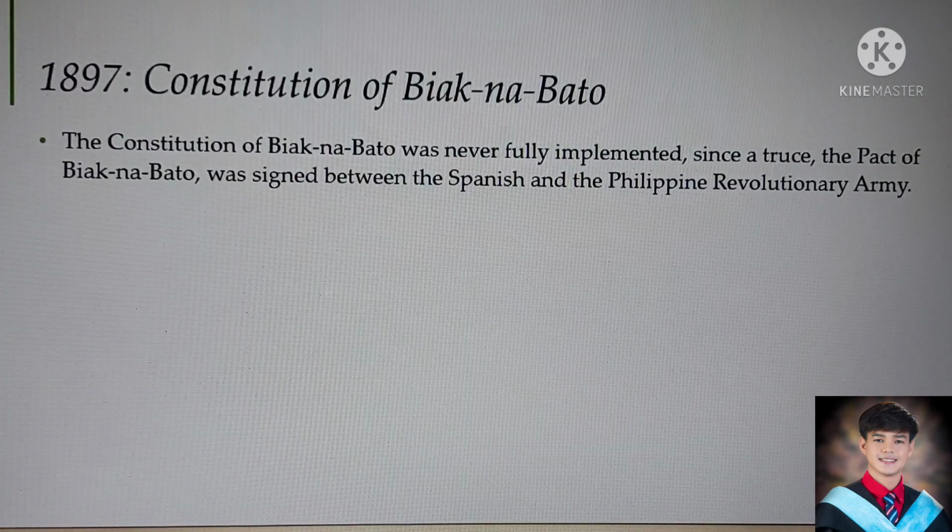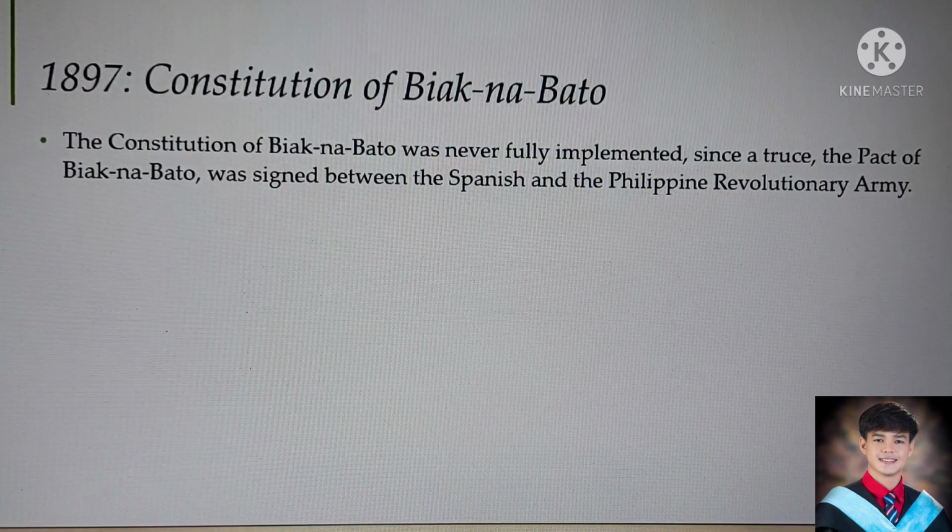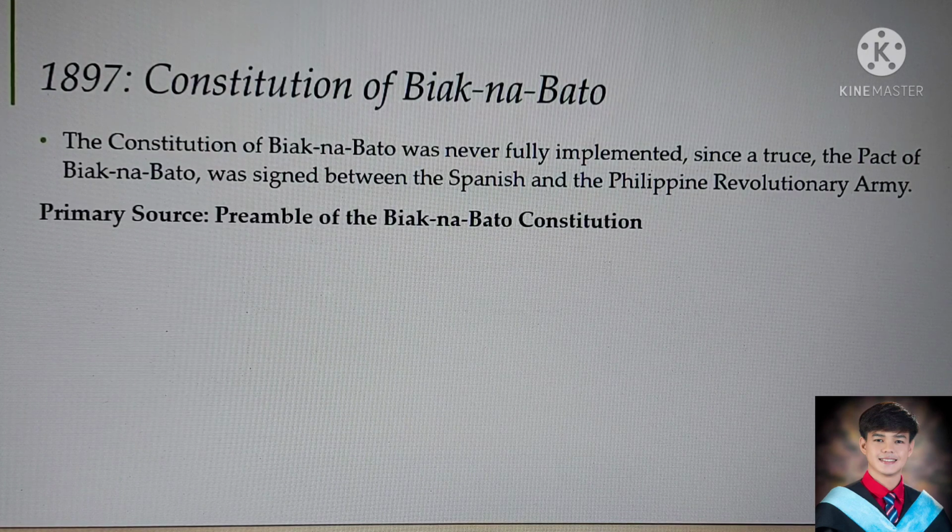The Constitution of Biak-na-Bato was never fully implemented since the truce, the Pact of Biak-na-Bato, was signed between the Spanish and the Philippine Revolutionary Army. Hindi talaga naipatupad ito, konstitusyon na ito, kasi nagkaroon ng kasunduan between the Spanish government and the Philippine Revolutionary Army, nagkaroon ng pagkakasundo, nagkaroon ng tratado kumbaga between these two parties. Hindi talaga na-implement sa buong bansa itong Constitution of Biak-na-Bato.